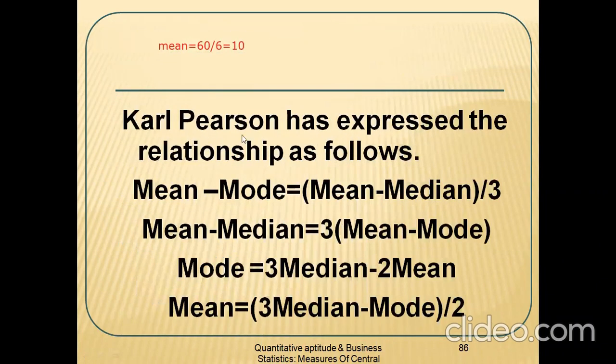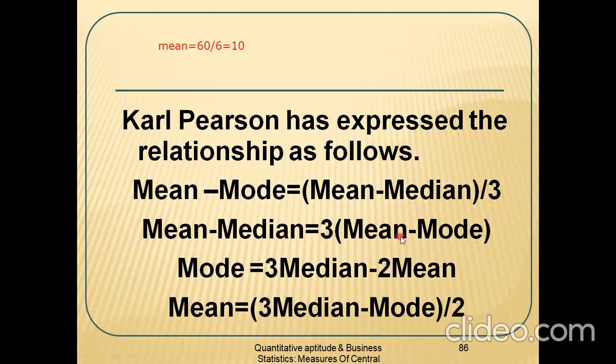The statistician Karl Pearson has given this relationship: mean minus mode equals 3 times mean minus median, or it can be written as mean minus mode equal to 3 of mean minus median. This is the point you should remember. They will ask in the exam, and more importantly, you should know this derivation.